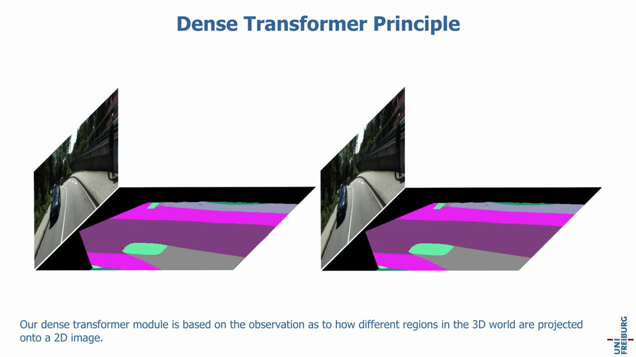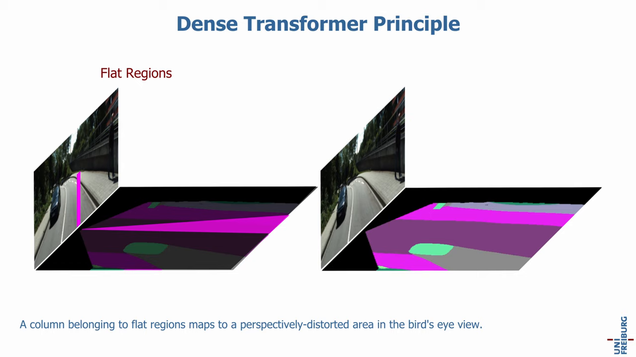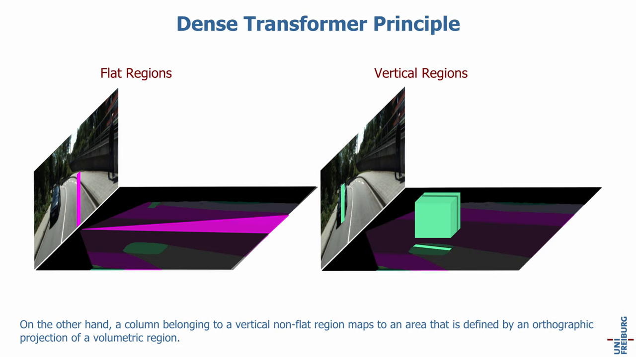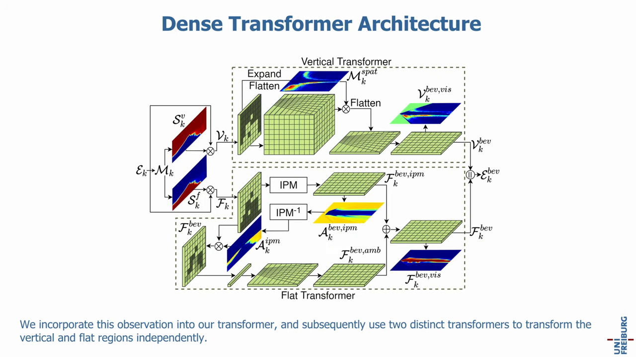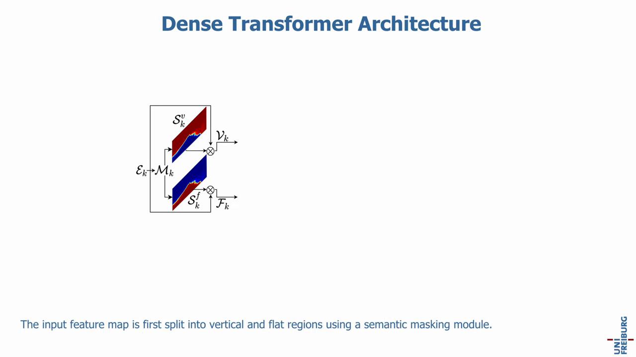Our dense transformer module is based on the observation as to how different regions in the 3D world are projected onto a 2D image. A column belonging to flat regions maps to a perspectively distorted area in the bird's eye view. On the other hand, a column belonging to a vertical non-flat region maps to an area that is defined by an orthographic projection of a volumetric region. We incorporate this observation into our transformer and subsequently use two distinct transformers to transform the vertical and flat regions independently. The input feature map is first split into vertical and flat regions using a semantic masking module.